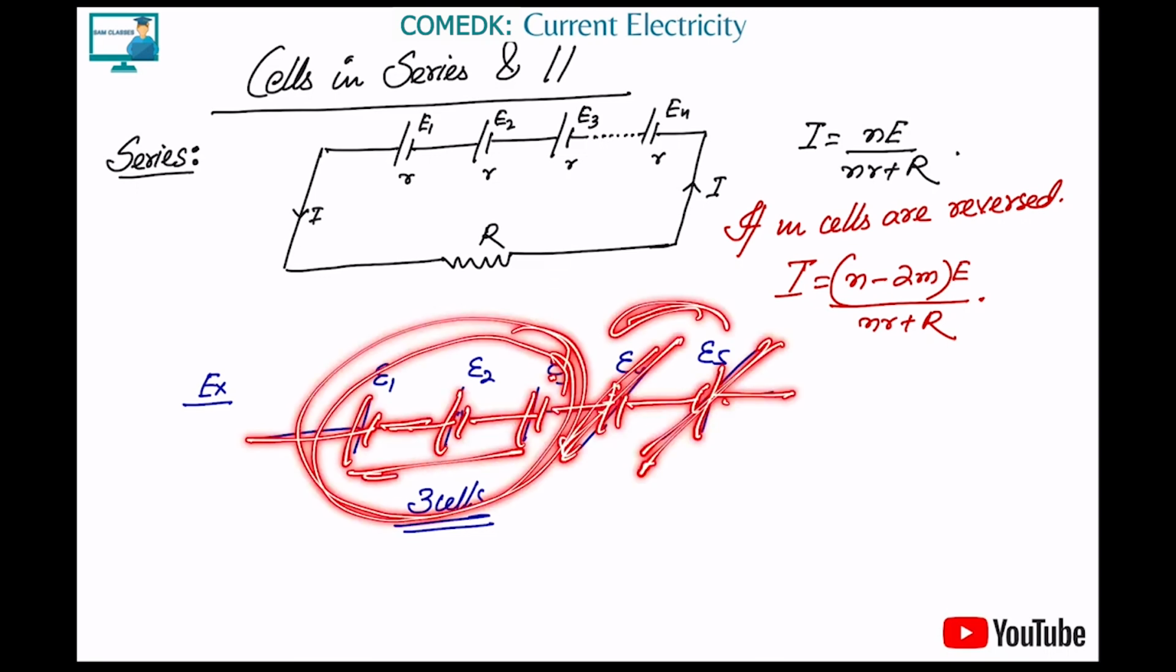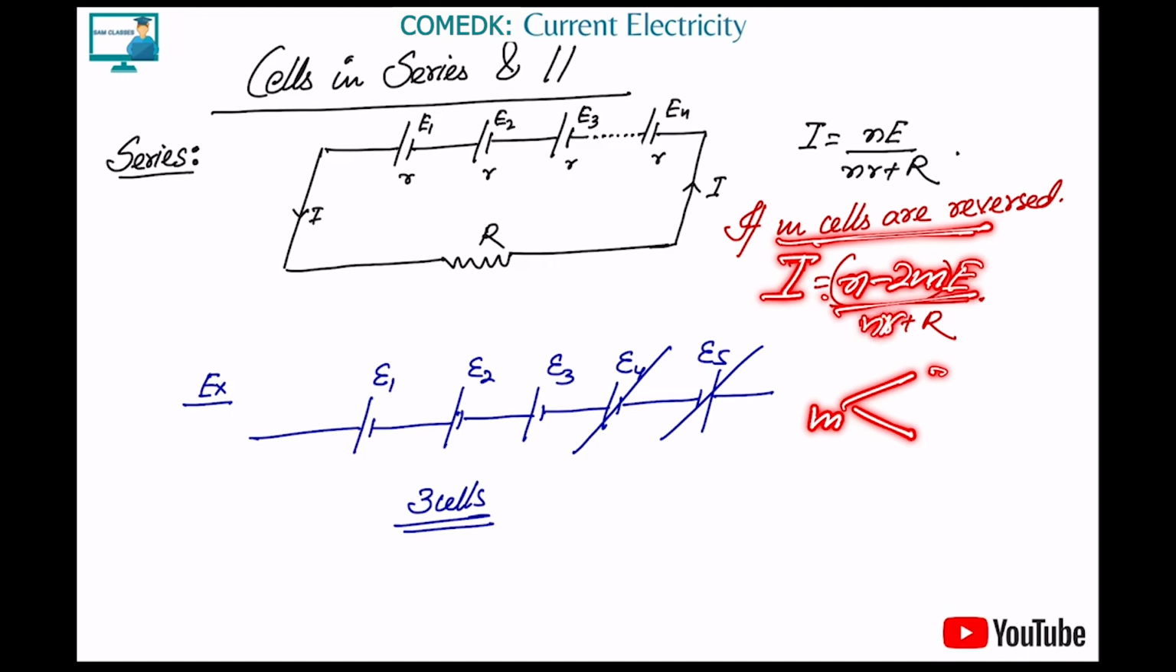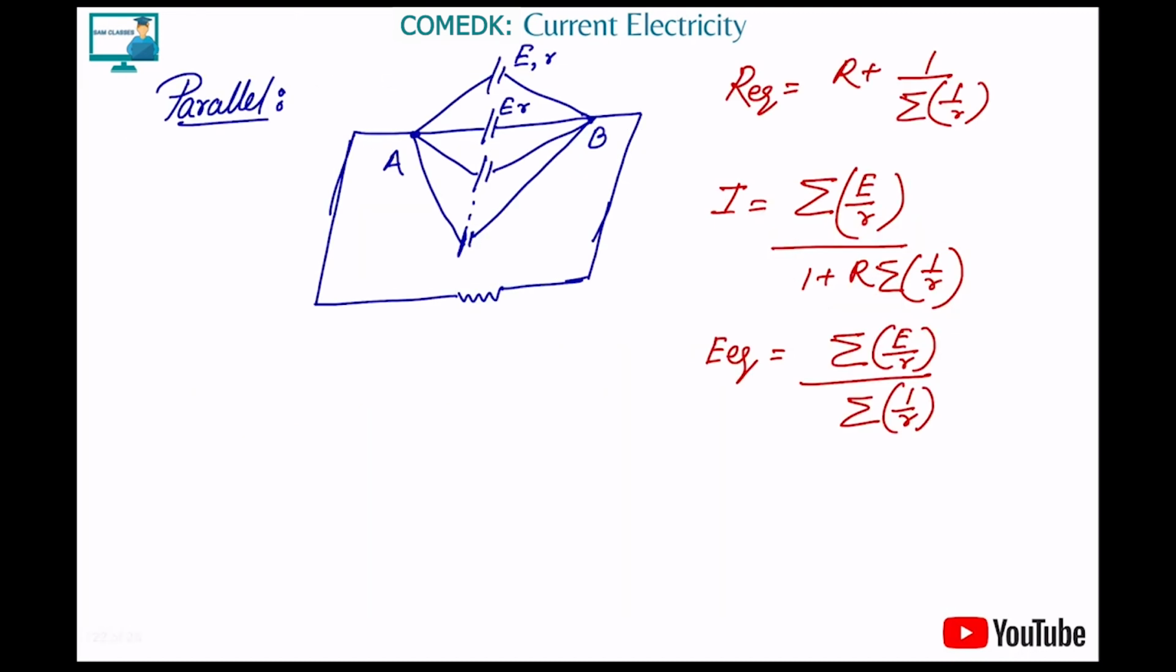So we have just 3. Okay. So in that case, if M cells are reversed, what will happen? N minus 2M, means each reversed cell will cancel 2 of the cells. So it is (N minus 2M) into E by NR plus R. Clear, everybody? Okay.